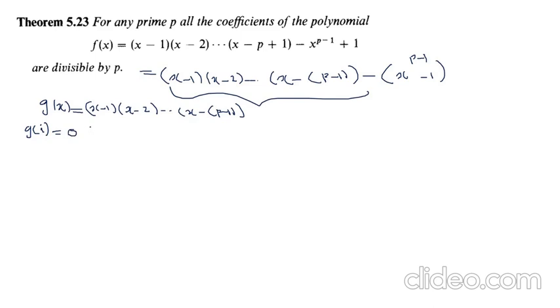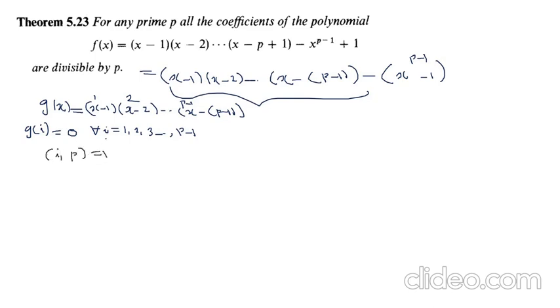In general, g of i equal to 0 for all i equal to 1, 2, 3, etc., p minus 1. That is, if we put x equal to 1, g of 1 is 0, x equal to 2, g of 2 is 0, etc., x equal to p minus 1, then g of p minus 1 is also 0. Therefore, g of i equal to 0 for every i equal to 1 to p minus 1. And we have GCD of i and p is equal to 1.